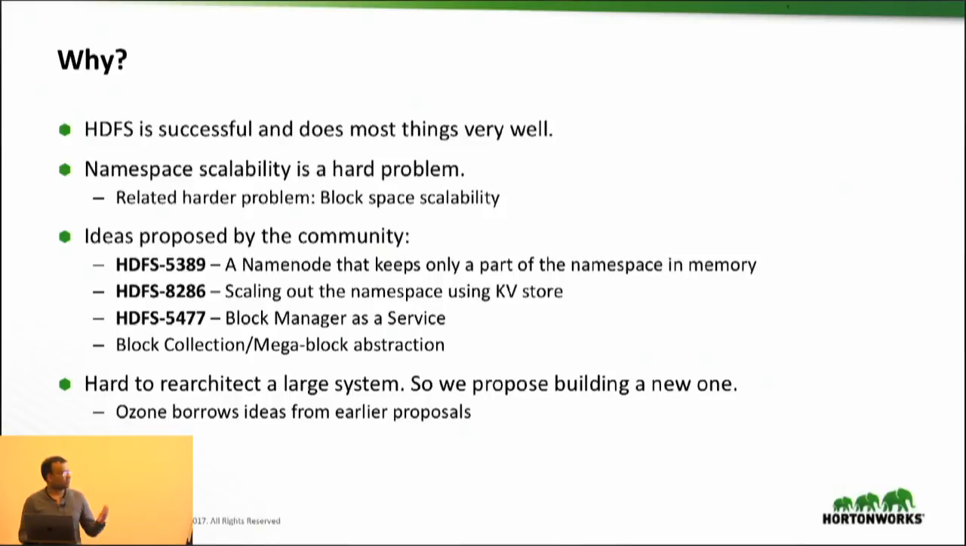So, okay, I touched a bit upon this. Why build Ozone? HDFS is really successful and scales very well, but the namespace, and there's a related problem, block space scalability, is really hard. The Hadoop community has proposed lots of good ideas to solve both of these problems. The first two up there are to solve the namespace scalability, and the last two to solve the block space scalability. One thing that all of these ideas have in common is that they are currently incompletely implemented.